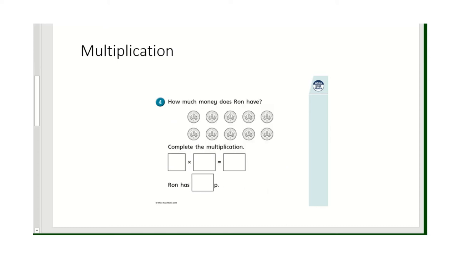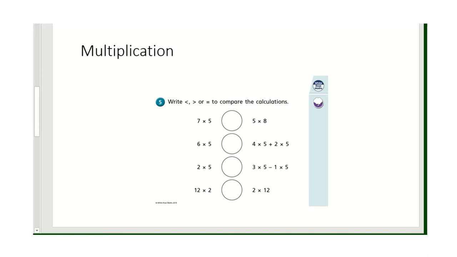Now then, look at this one. How much money does Ron have? See if you can work it out. How many 5p's does he have? See if you can do it as a multiplication. How many 5s and what does it equal? So what's this total in the end?